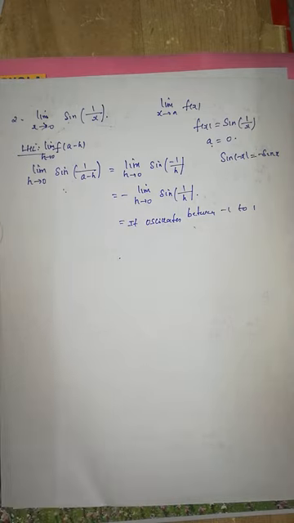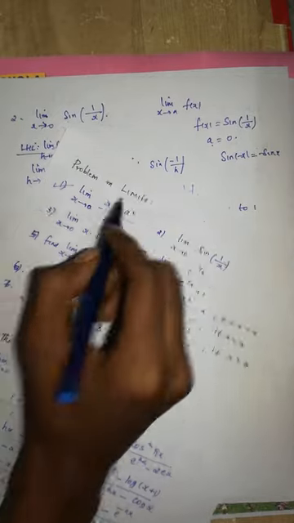So again, since the left hand limit does not exist, for the existence of limit, both the left hand limit and the right hand limit must exist and should be equal. But since here the left hand limit does not exist, the limit does not exist for this function. So that was the second problem. Now we are going to the third problem.